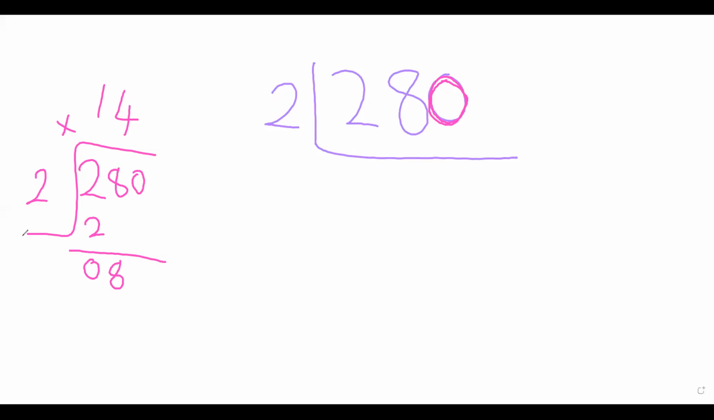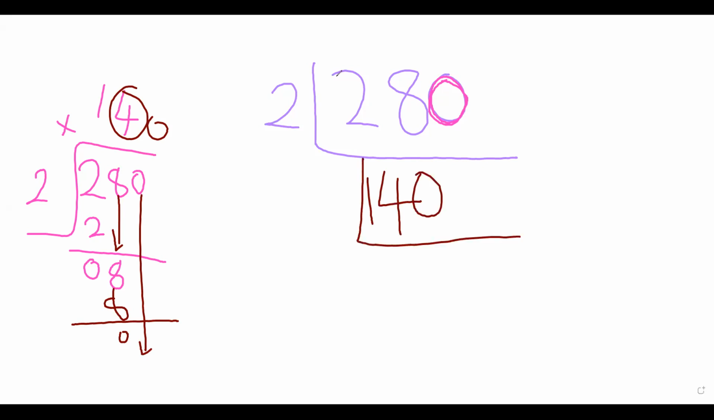Now, let's divide 280 by 2. So then 8. We say that 2 over 2 is 1. 1 times 2 is 2. So the remainder is 0. Then I will write 8 down. 8 over 2 is 4. 4 times 2 is 8. Then we have 0. Write it up. So 280 divided by 2 is 140.